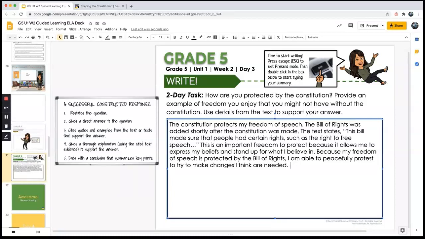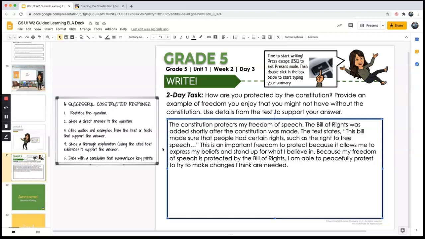Lastly, we need to end with a conclusion that summarizes my key points. So I am going to reread what I have so far, and I'm going to bring my last sentence back to my answer at the end. I'm going to restate my answer at the end so that my reader is clear about what my final answer is. I may incorporate some of the details here if they are important. The Constitution protects my freedom of speech. The Bill of Rights was added shortly after the Constitution was made. The text states, "This bill made sure that people had certain rights, such as the right to free speech." This is an important freedom to protect because it allows me to express my beliefs and stand up for what I believe in. Because my freedom of speech is protected by the Bill of Rights, I am able to peacefully protest to try to make changes I think are needed.